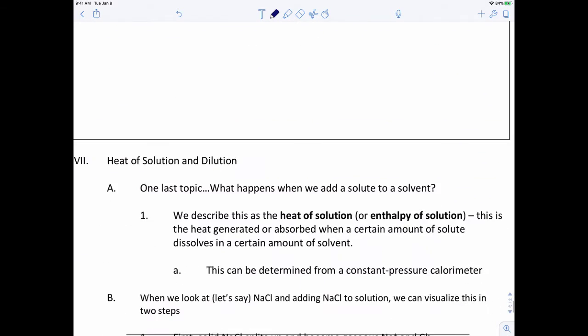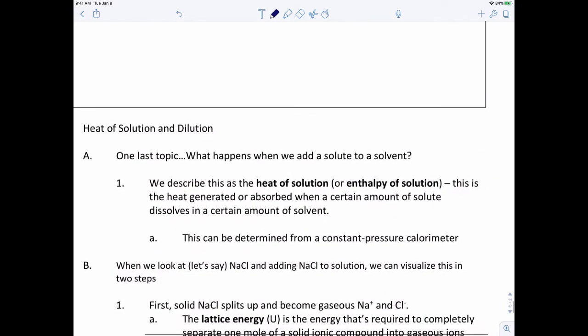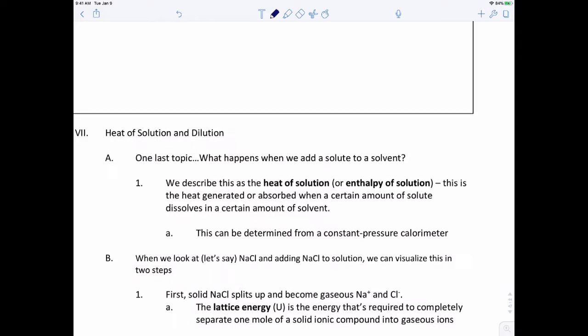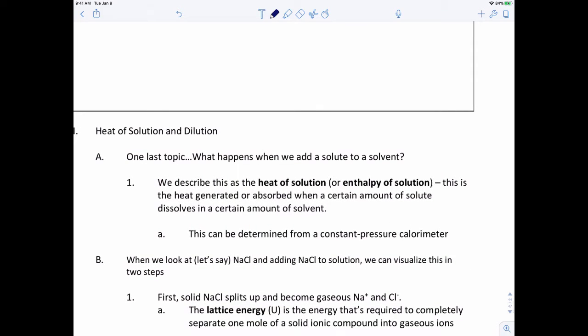So the last topic I want to talk about is what happens when we add a solute to a solvent. There's actually a heat change going on. We can measure this as something called the heat of solution, or the enthalpy of solution. This is the amount of heat that's generated or absorbed when a certain amount of solute is dissolved in a certain amount of solvent.